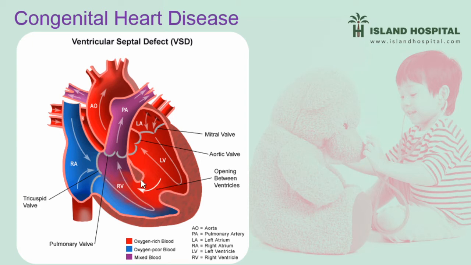So you can understand that if the baby has a huge hole, the baby will develop heart failure because too much blood flow is crossing this hole. Whereas if the hole is small and there's less blood crossing the hole, then the baby will be asymptomatic and the baby will not have any features of heart failure.